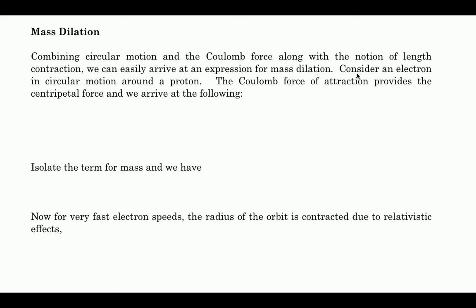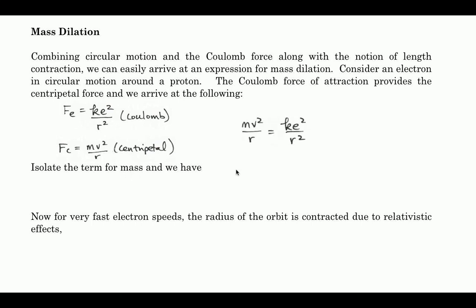Okay, so here's what we're going to do. An electron's moving in circular motion around a proton. The Coulomb force of attraction obviously provides the centripetal force. So here's what we have. Here's the Coulomb force. K times Q1 times Q2, which, because it's a proton and an electron, it's just e squared, all divided by that distance, the distance between the two of those particles. This is familiar. Centripetal force, of course, mv squared over r. This would be the mass of the electron moving in a circle. So isolate the term for mass.